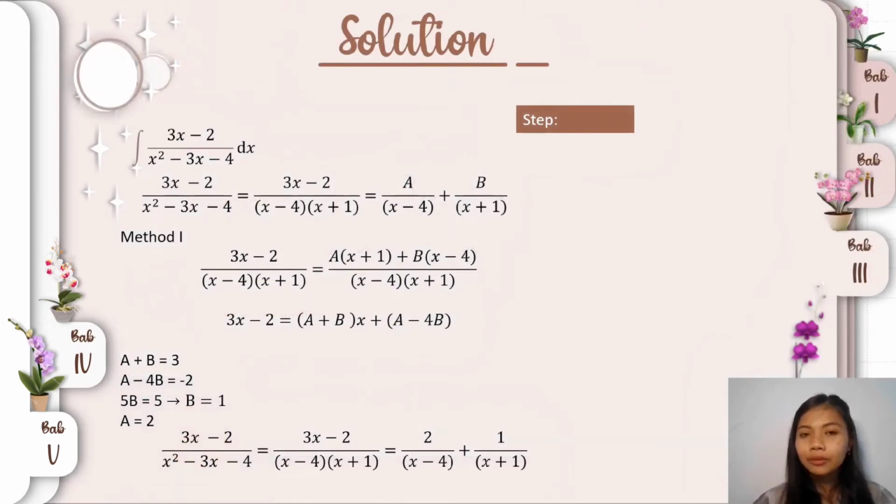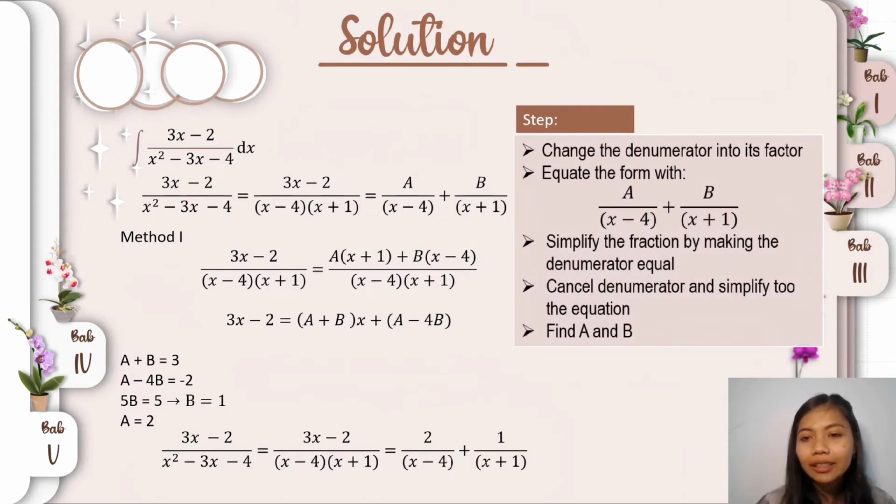Okay, to answer this, we can find the values of a and b. In this video, I have two methods to find a and b. For method 1, the first step is to change the denominator into its factors. 3x minus 2 over x squared minus 3x minus 4 is equal to 3x minus 2 over (x minus 4)(x plus 1). And then equate the form with a over (x minus 4) plus b over (x plus 1).